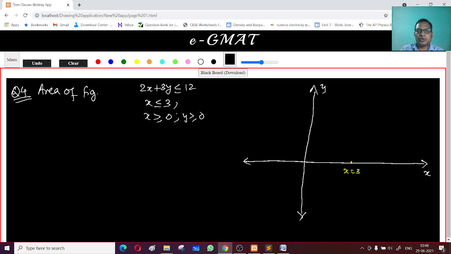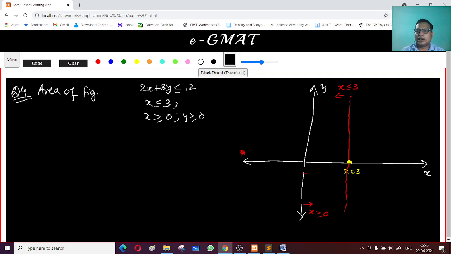Now if I draw this line over here, let me call this point over here like this. So this is x equal to 3, and x less than or equal to 3 will be this space, this side. Now x is greater than 0, so here, this side is x greater than or equal to 0.